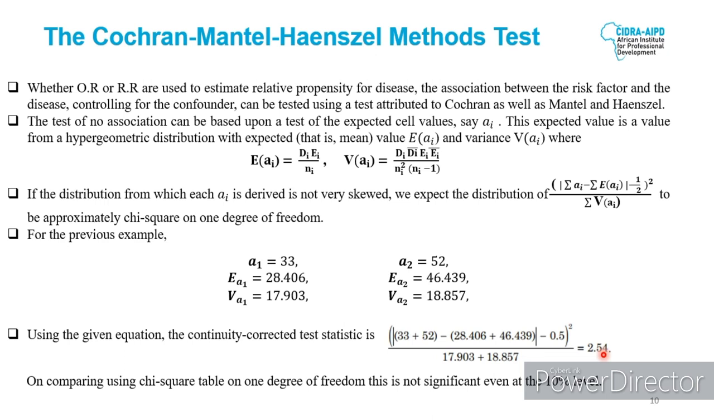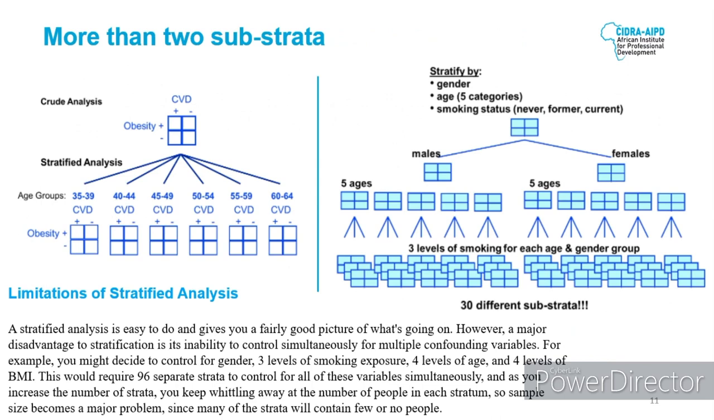Hence, we conclude that there is no evidence of an association between housing tenure and CHD after allowing for cigarette smoking status. There is no evidence to refute the hypothesis that the adjusted odds ratio equals 1 or that the adjusted relative risk is 1. In the examples above, we use just 2 levels or substrata for the confounding variable.